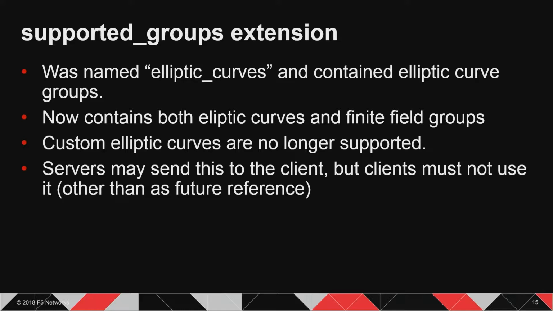The supported groups extension was previously named elliptic curves. It was just named elliptic curve groups, but once they added the ability to negotiate finite field, it was renamed to supported groups. It's also where you can list your finite field Diffie-Hellman key size groups that you want, like I said, 1024, 2048, that kind of thing. You used to be able to put in custom elliptic curves. That's no longer supported in TLS 1.3.